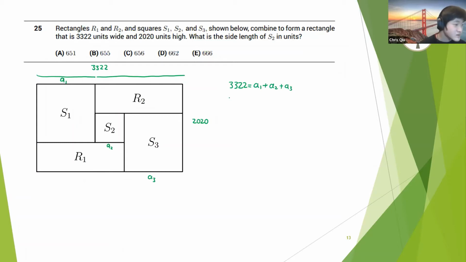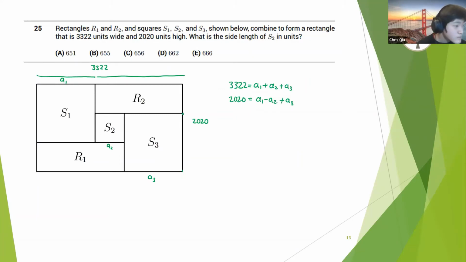Our second equation is 2020 equals, in this case, we have this length, which is a1 minus a2, plus this length from here to here, which is a3. And so now we've written our equation, and we've also exhausted all information given. All right, so what that means now is that we need to start solving the equations. So we want to find a2, which is the side length of s2.